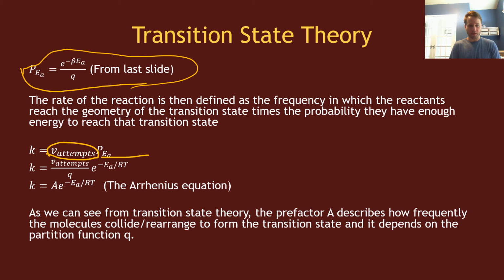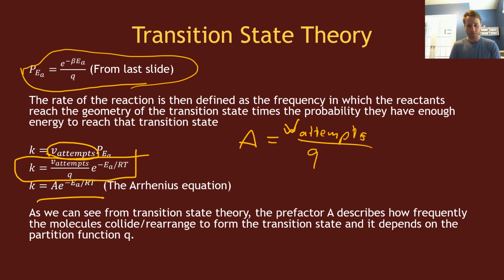And so when I plug in for that probability with the Boltzmann distribution, I get this equation here, and I can compare that with the Arrhenius equation and see that this is where the Arrhenius equation comes from. This v attempts over the partition function Q is related to the Arrhenius constant A. So the Arrhenius constant is related to that attempt frequency, v attempts, over Q. And then we see where the exponential dependence on the activation energy comes from. It comes from this Boltzmann statistics, from the fact that it describes the probability of having that energy.